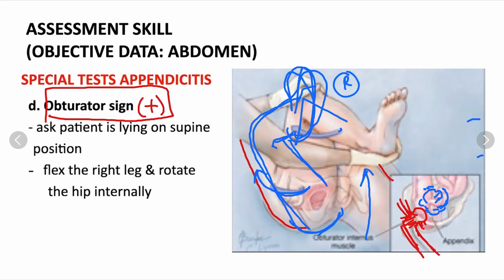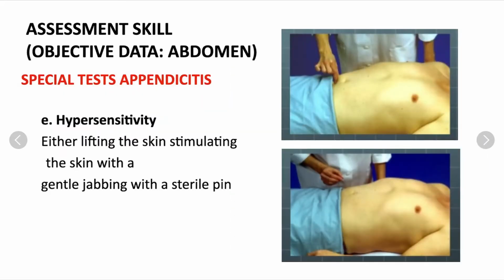So again, what are the tests? First is the rebound tenderness, the next is Rovsing's sign, the next is the Psoas sign, and then the next one is the obturator sign. Last but not the least, this one is the hypersensitivity test.